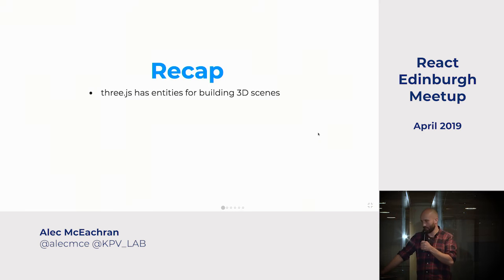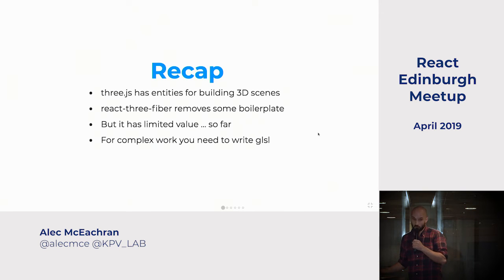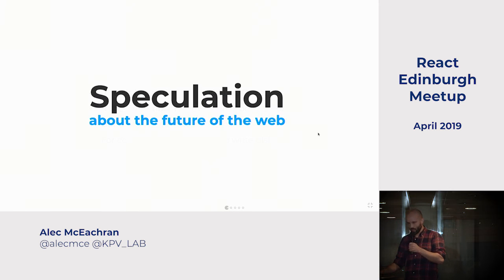So I told you that Three.js gives you this toolkit for building 3D scenes, and that React Three Fiber removed some of the boilerplate, but hopefully I also told you that I don't really buy why you'd use it. I have high hopes for it. I'd like to see it get better, but I wouldn't use it personally. And I also told you that for complex work, I recommend that you use GLSL. You are going to have to learn to code some GLSL. But I didn't talk about why, and that's where I'm getting to be a bit self-indulgent, if you'll bear with me.